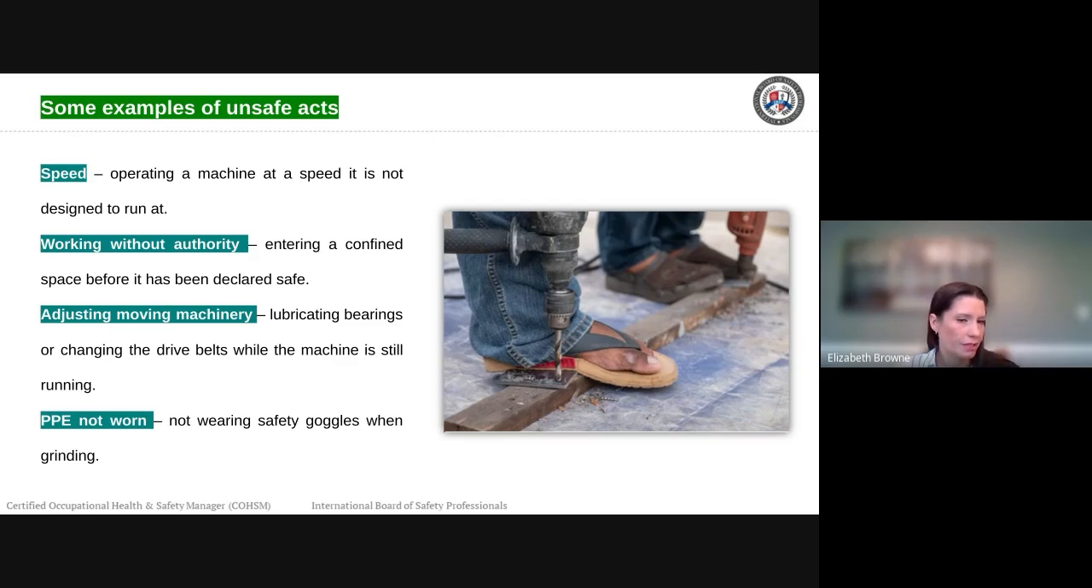Speed is another unsafe act. So operating a machine at a speed that it's not designed to run at. Working without authority. So entering a confined space before it's been declared safe is a very common unsafe act that can lead to very serious harm or death. Adjusting moving machinery, lubricating bearings, or changing drive belts while the machine's still running.